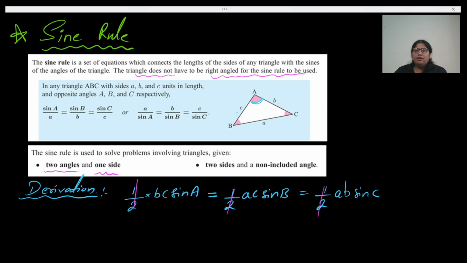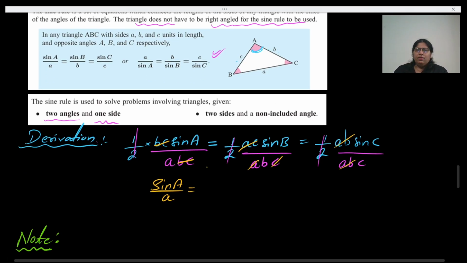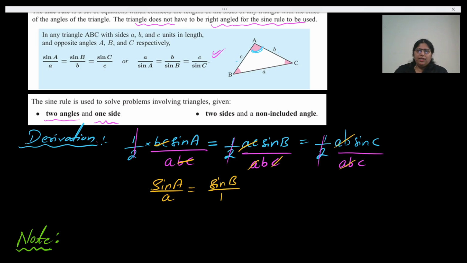Now from all three equations, I can take half common and divide each one by abc, because I need to get it into this form. Whatever operation you do to one side of the equation, you have to do to all the sides. When you do this, bc gets cancelled here, ac gets cancelled here, ab gets cancelled. So you are left with sine A by a, which equals sine B by b, which equals sine C by c.